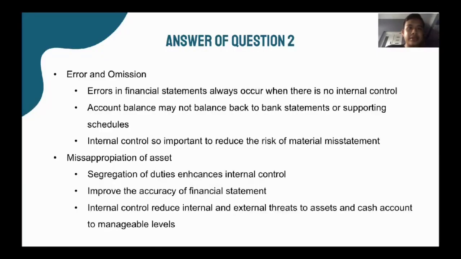This is the answer for question 2. First, error and omission. Errors in financial statements always occur when there is no internal control. Account balances may not balance back to the balance sheet or supporting schedule. Internal control is so important to reduce the risk of material misstatement. Second, misappropriation of assets. Segregation of duties enhances internal control and improves the accuracy of financial statements. Internal control reduces internal and external threats to assets and cash accounts to a manageable level.